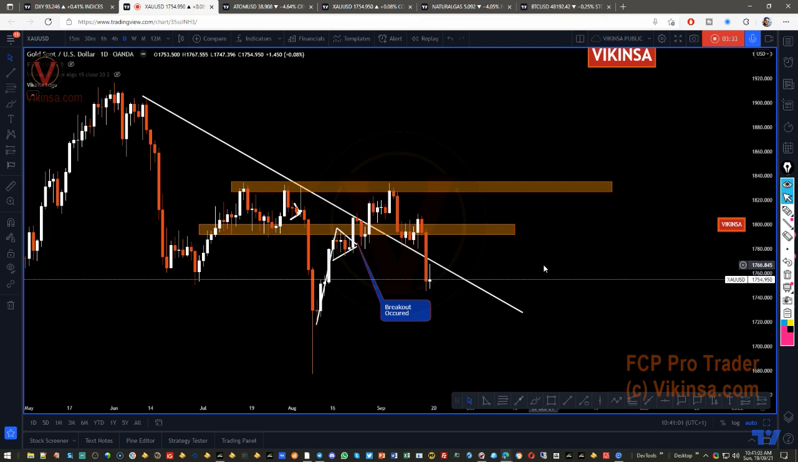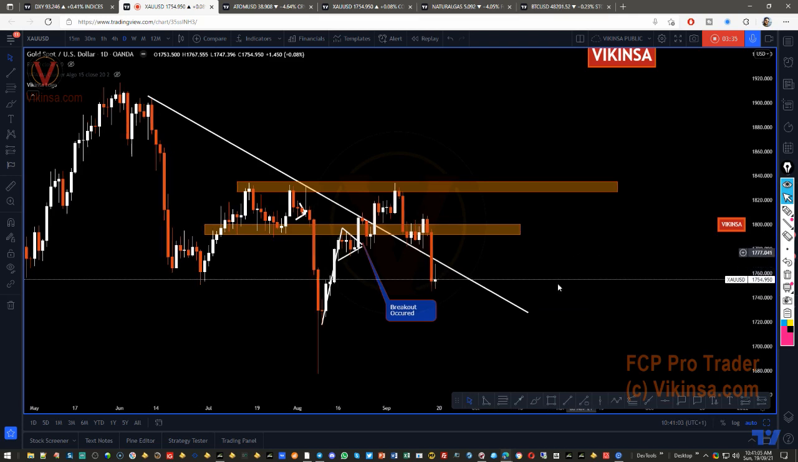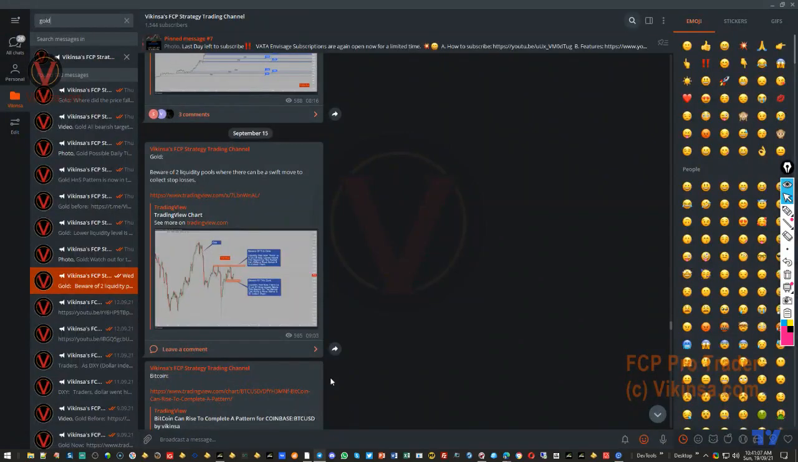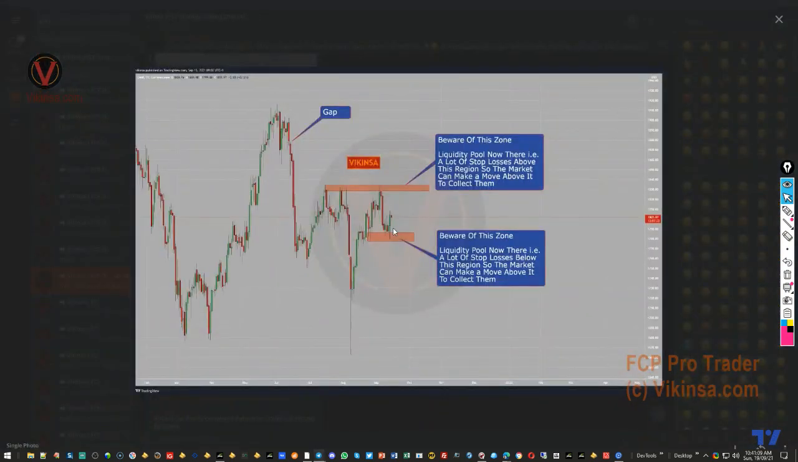Now, because it has done that, there are a few things that you should be aware of. This is something that I have shared in Telegram groups as well. These are two structure levels. And I shared that, beware of this zone, because these are two liquidity zones right now.